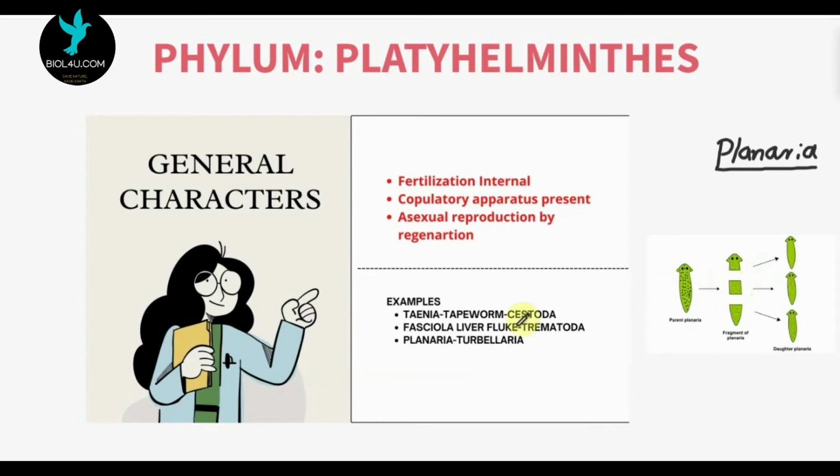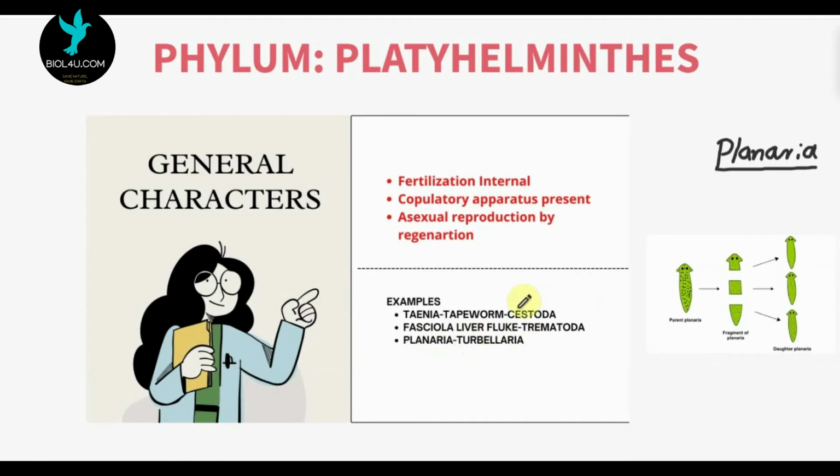Some examples in this group are Taenia, known as a tapeworm, which belongs to the class Cestoda; Fasciola, known as a liver fluke, which belongs to the class Trematoda; and the free living Planaria, which belongs to the class Turbellaria. So Taenia and Fasciola, or the Cestoda and Trematoda, are parasitic organisms, and the class Turbellaria, containing organisms such as Planaria, is free living.